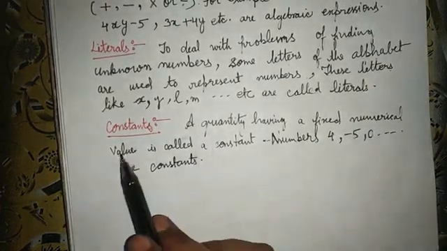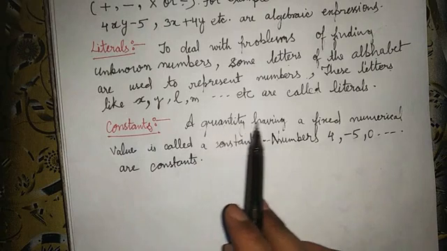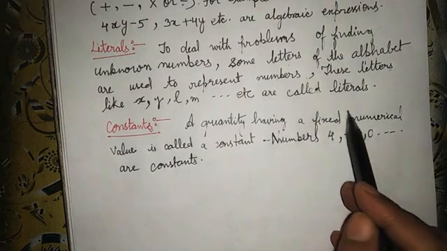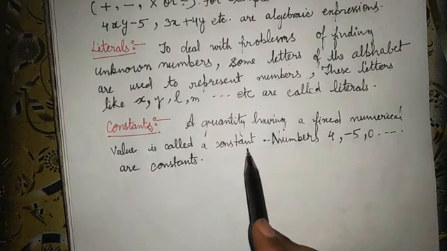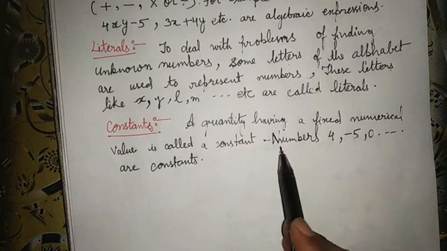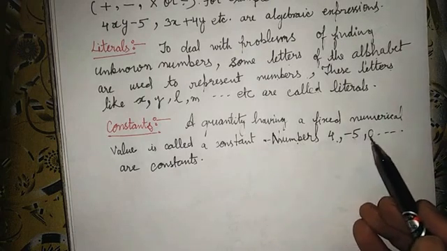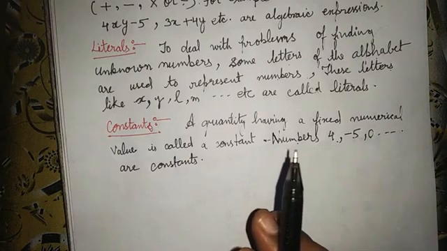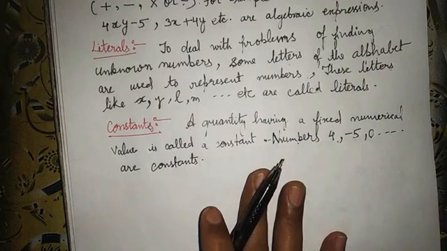Now I think it is clear. A quantity having a fixed numerical value is called a constant. And here the numbers 4, -5, 0, 1, 2 and any number are constants.